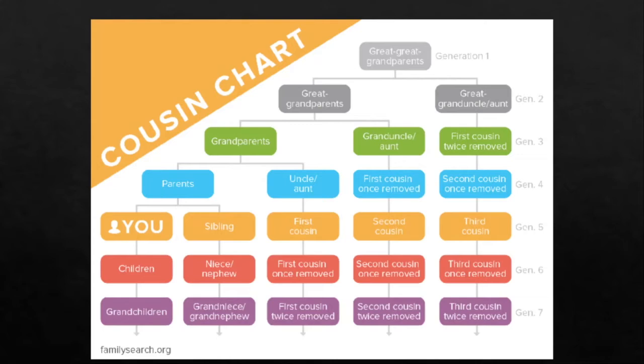So for documentation, would I put two second cousins once removed? I'm not sure what you mean by documentation.